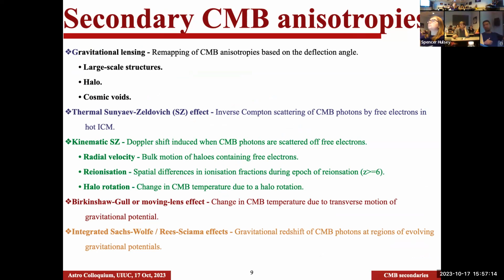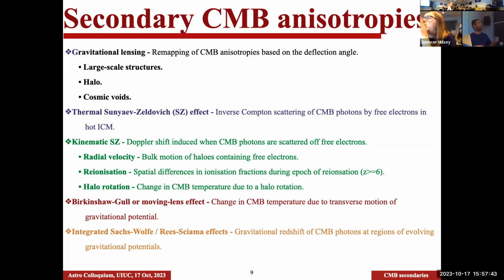So one is gravitational lensing. Obviously we have measured gravitational lensing, we have measured CMB lensing. This is just a remapping of CMB photons based on the deflection angle. So you have some mass, CMB photons are traveling towards us, and they're going to change their path. It's simply a remapping of those photons based on the deflection angle, and the deflection angle is proportional to the mass of the halo that's actually lensing the CMB.